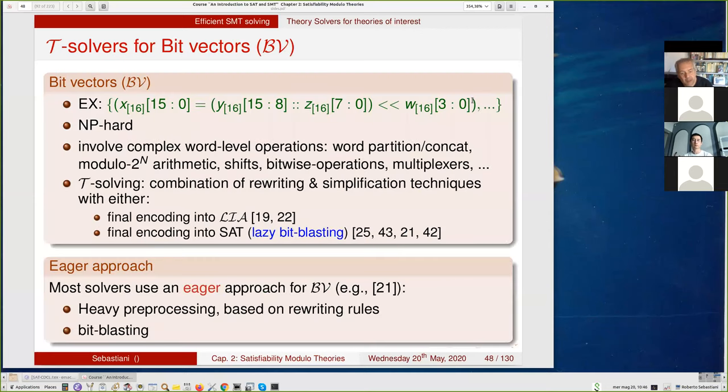Okay. Bit vectors. Bit vectors are a completely different story. Well, I already explained what a bit vector is, right? In a bit vector, a term represents a word in a sequence of bits. Typically we assume a fixed length, although there exists a version of the theory of bit vectors with unbounded length.